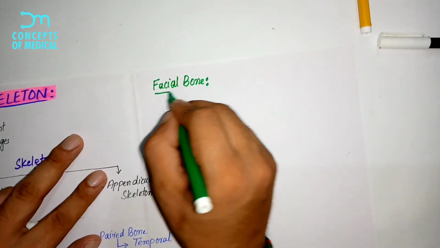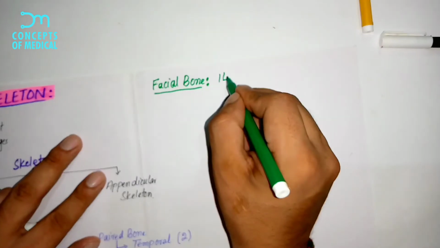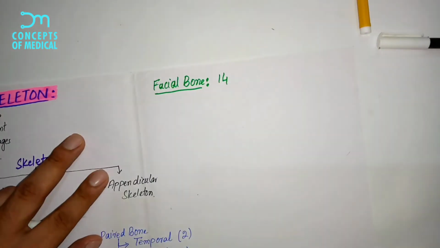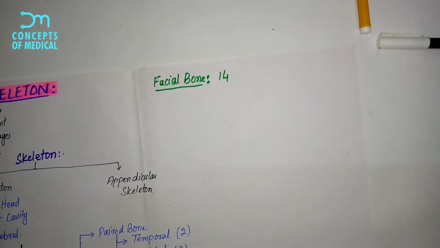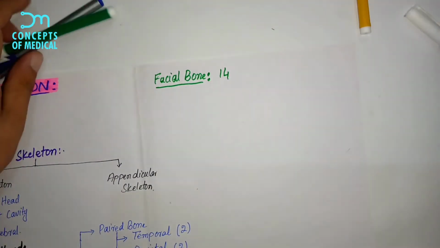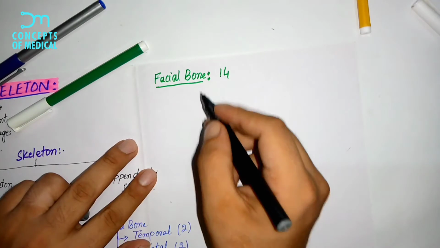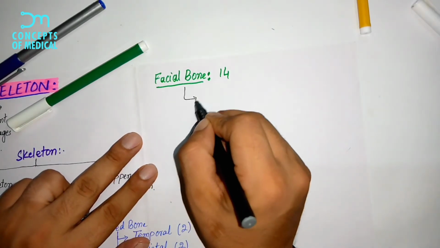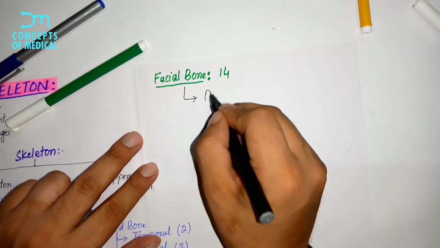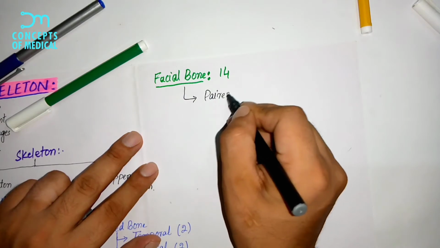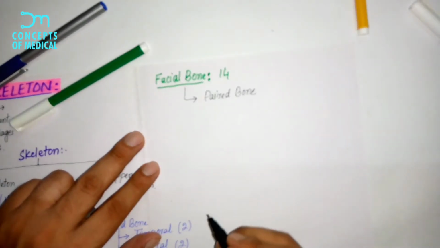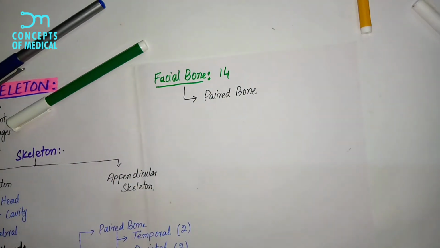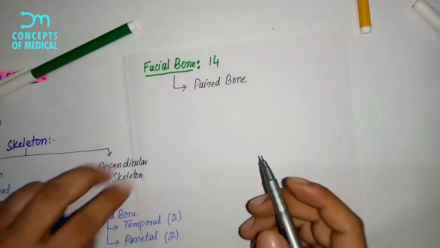So within the facial bone, we have, facial is actually 14 bones. So we will discuss all of them, what are their names. So facial bones are also divided into two parts. First is the paired bones of facial, and the second is unpaired bones. So first I'll write their names, that what are these bones.